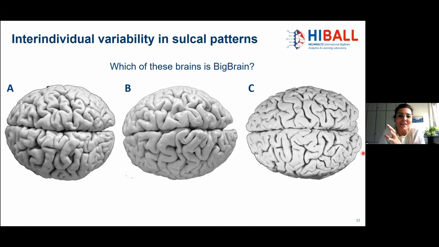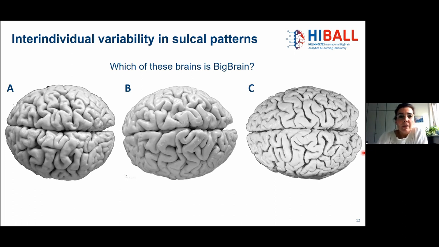But what you can see here is this variability, right? And our sulcal pattern is so personal that no two people in the entire world have exactly the same sulcal pattern. So the folding pattern of your brain is as individual as your fingerprint. And not even monozygotic twins, who share 100% of their DNA, have the same folding pattern in their brain, okay?